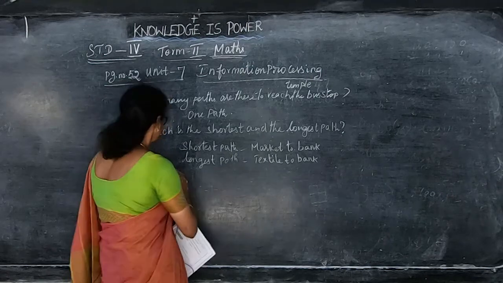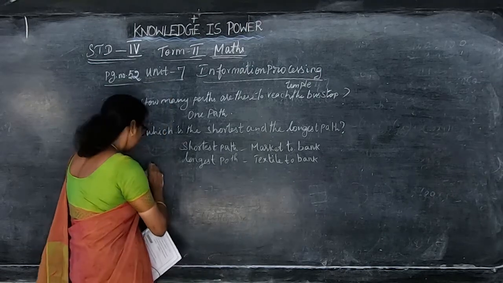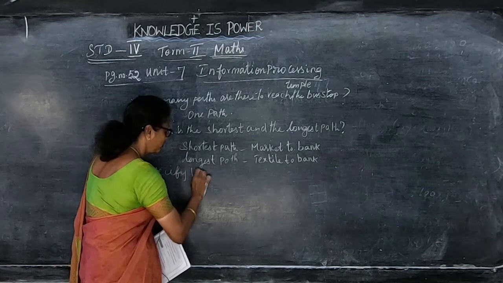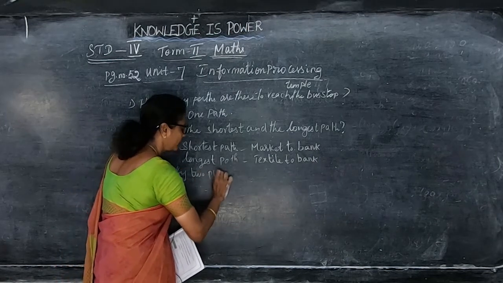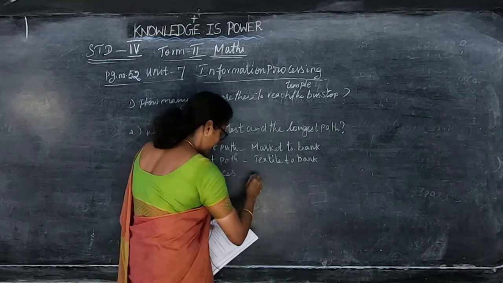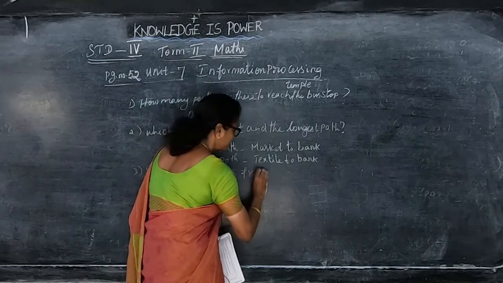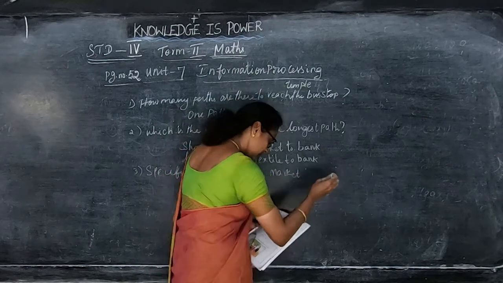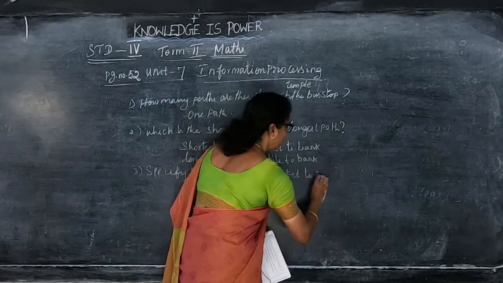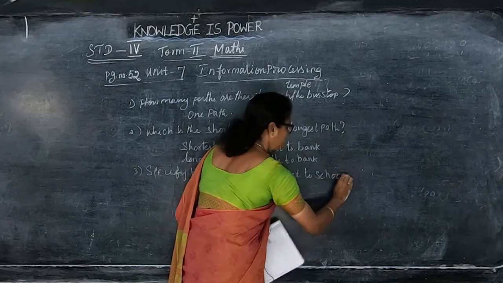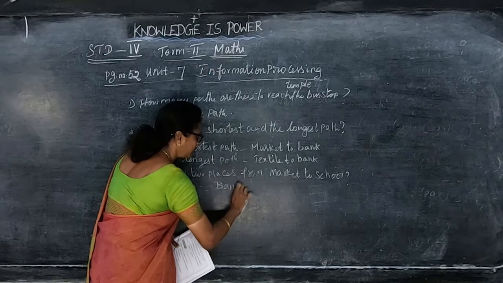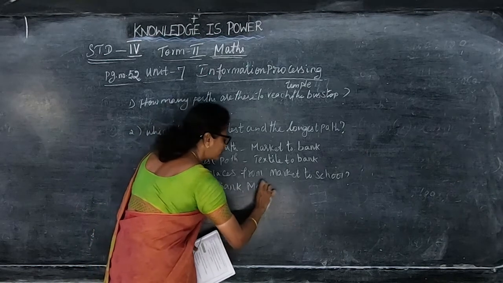Okay, like this you have to write. Specify two places on the route from market to school. So what are the two places? Bank and mosque, in between.